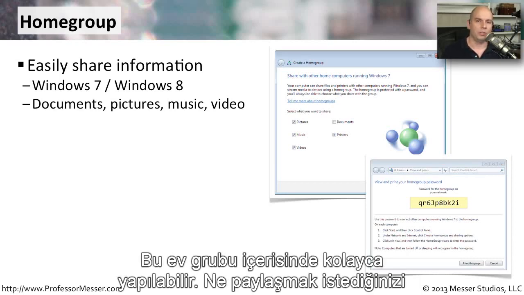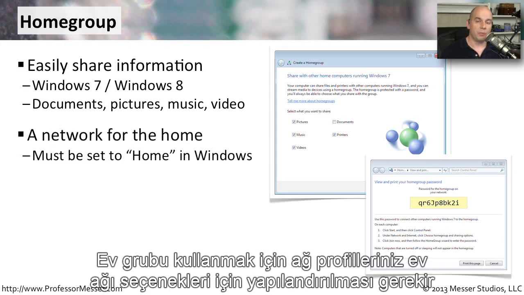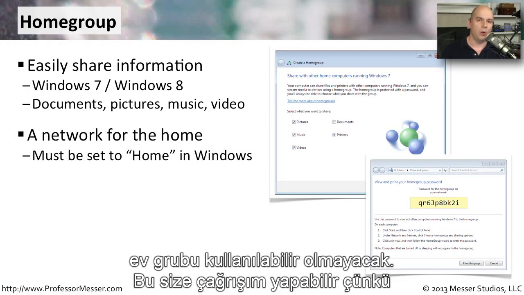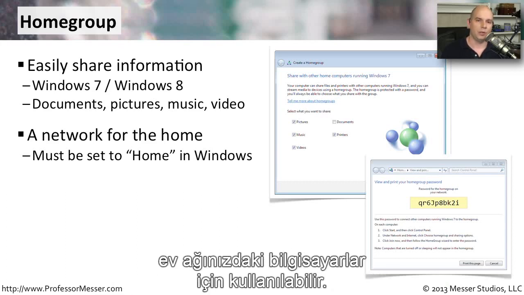You simply turn on what you'd like to share, you click go, and now it's available to everybody on the network. To use Home Group, your network profiles have to be configured for the Home option. If you're at work and you've configured network profiles for work, the Home Group won't be available. And that makes sense because this is something that's really used when you're in your house and just for the computers that might be in your home network.